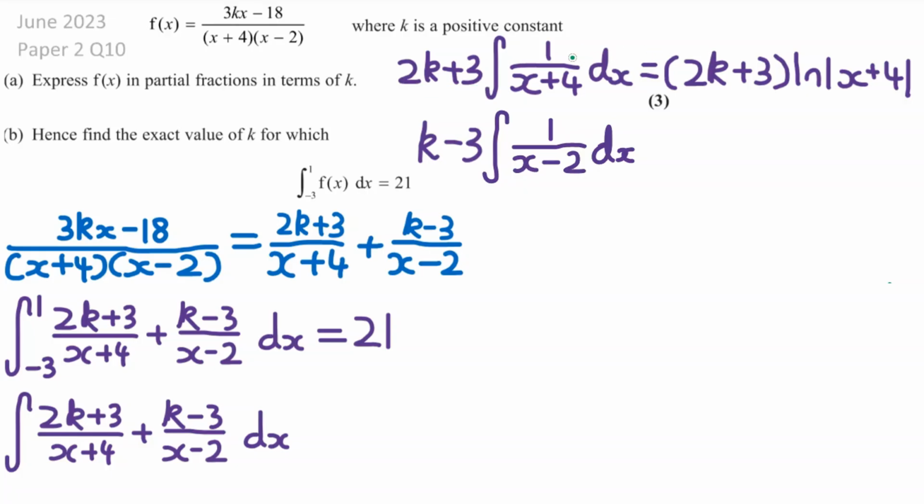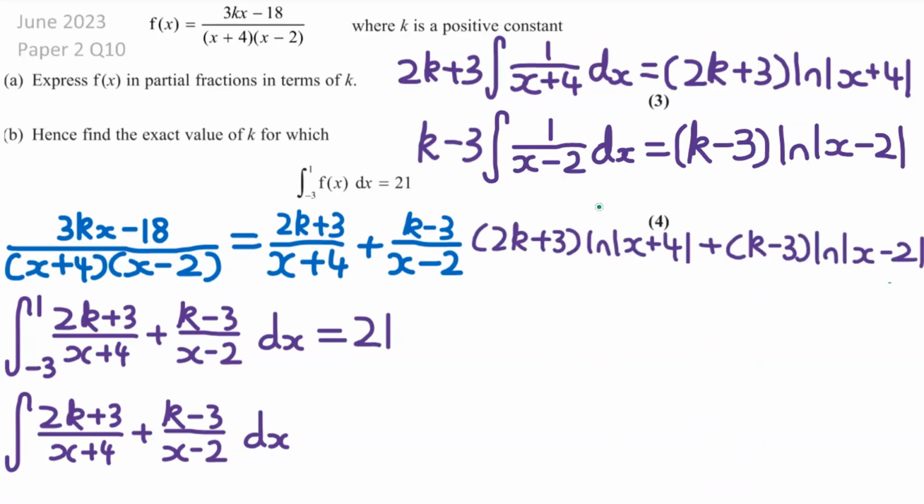And then if we consider integrating the k minus 3 over x minus 2, again I've taken the k minus 3 out of the integral, it's a constant. If we integrate this here, it's essentially the exact same. It's going to be the natural log of the modulus of x minus 2, and then remember this k minus 3 at the front. So this integral is going to be these terms added together, so it's going to be 2k plus 3, the natural log of the modulus of x plus 4, plus k minus 3, and then the natural log of the modulus of x minus 2, like this here.